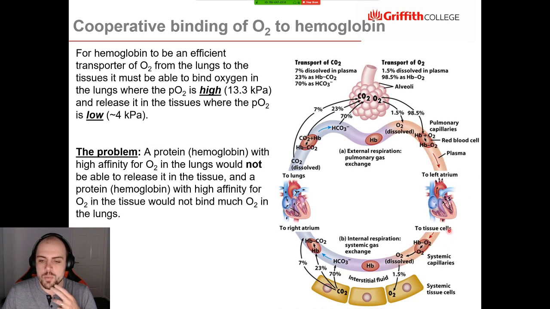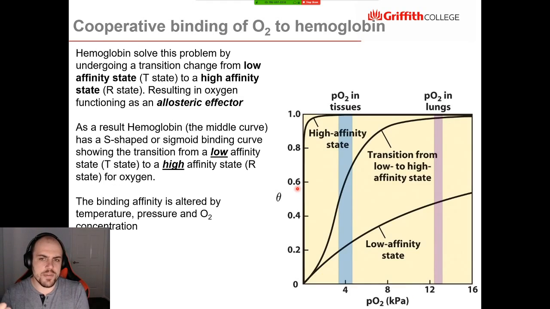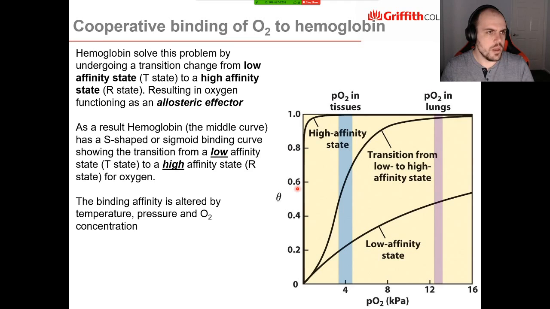Why is that? Because, well, when we're in the tissues here, we want it to ditch that oxygen. We want it to get rid of that oxygen and scoop up this carbon dioxide or bicarbonate. So, which one do we want? Do we want a high binding affinity or do we want a low binding affinity?